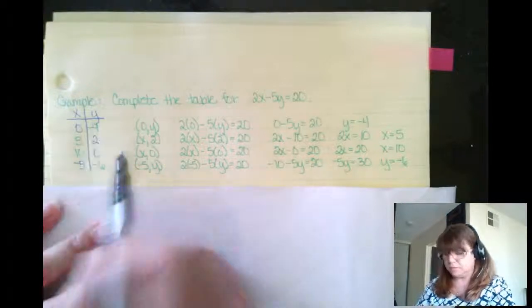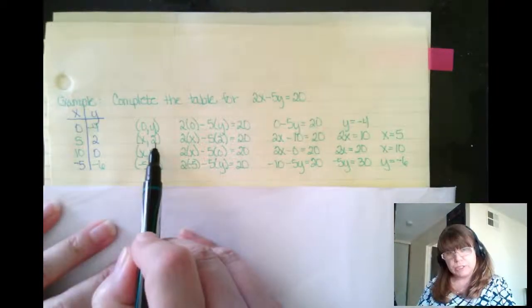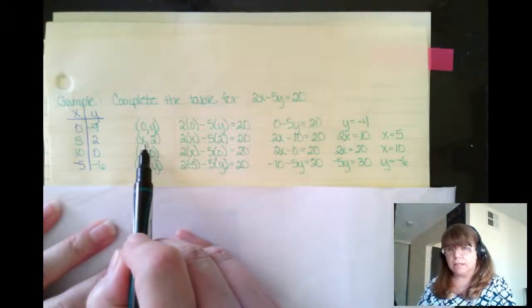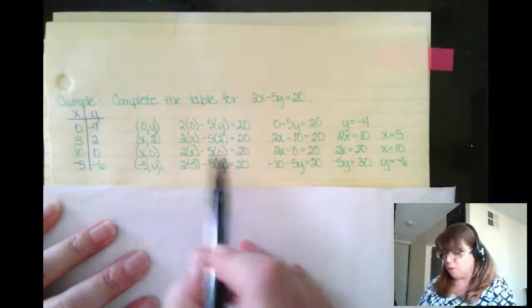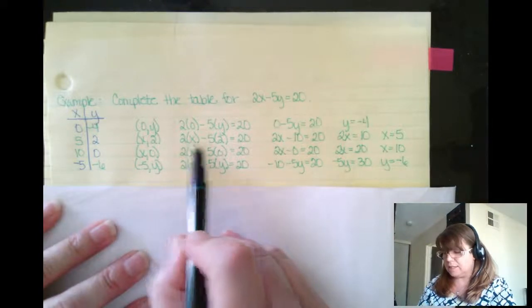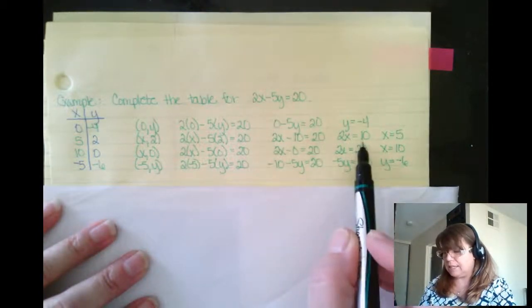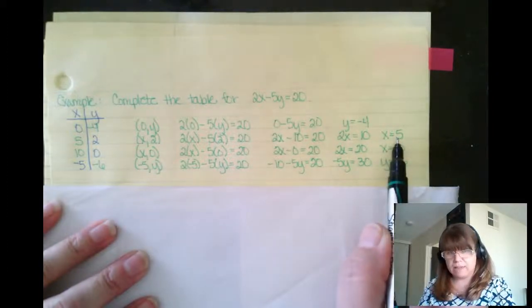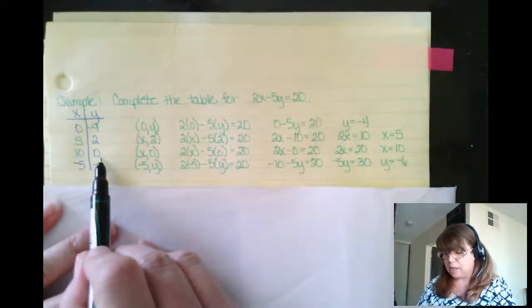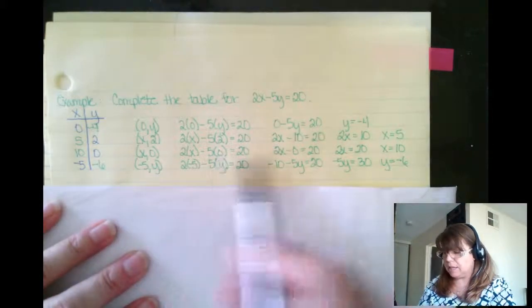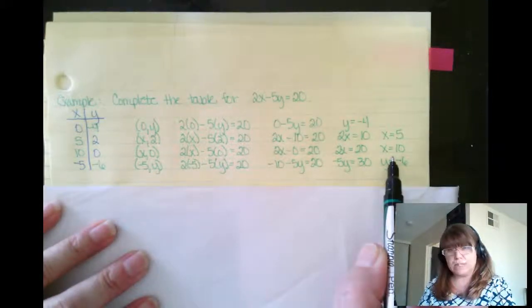When y is 2, what's x? In the 2x minus 5y equals 20, let's plug in a 2 for y. 2x minus 10 equals 20. 2x equals 10, therefore x equals 5. When y equals 0, we plug it in, and we get x equals 10.